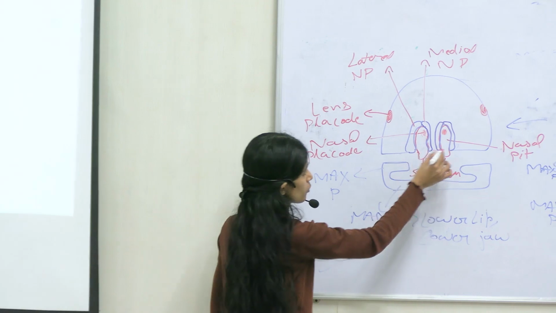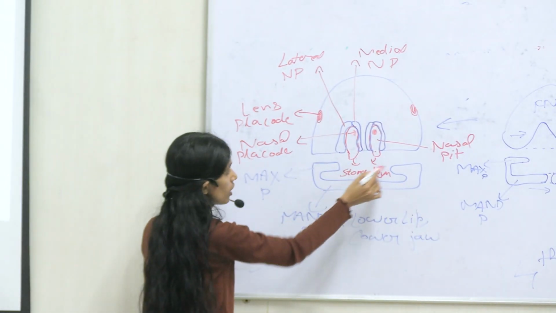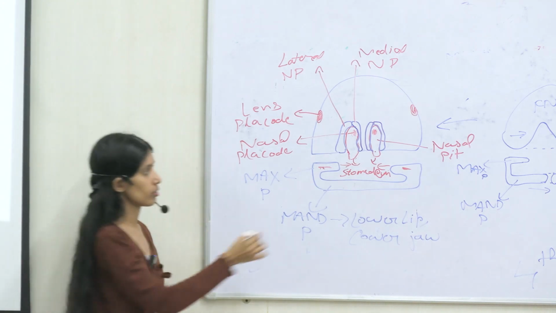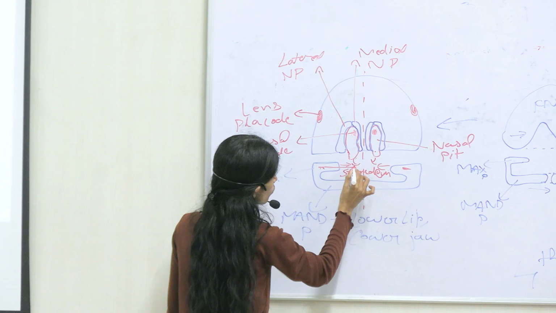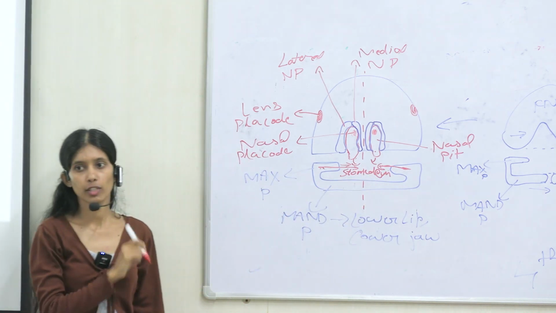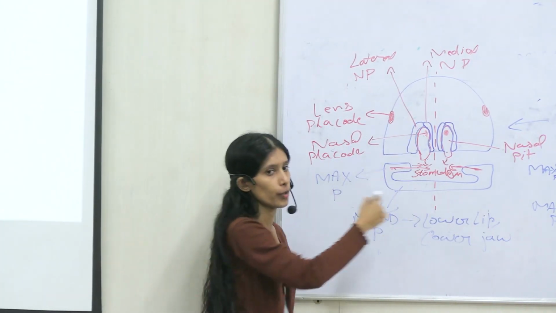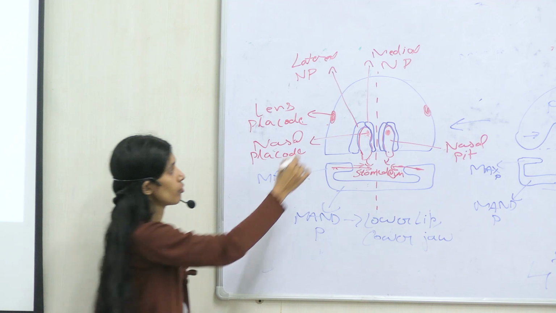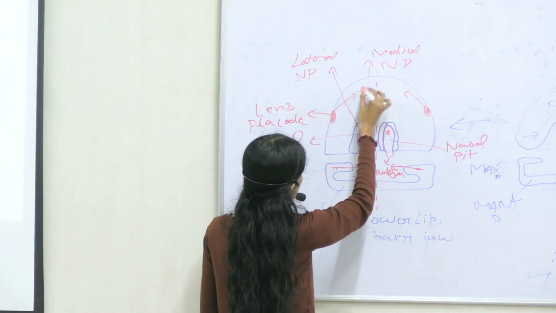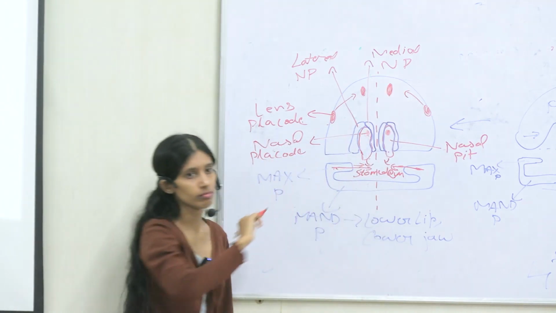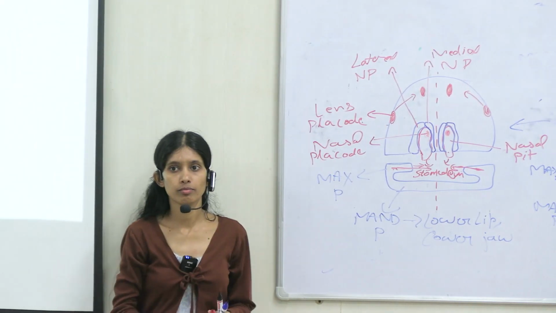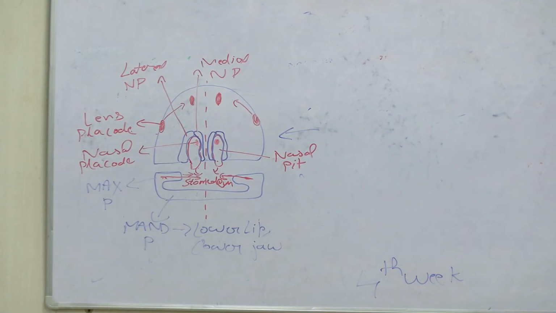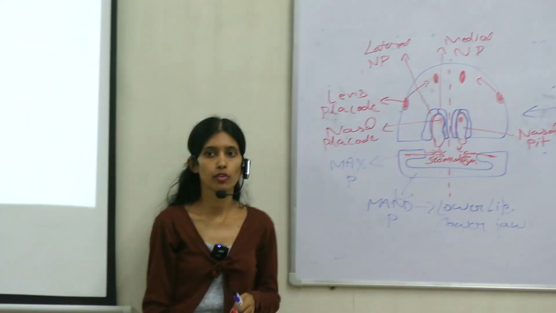So now your nasal pit will start moving towards the stomodeum region. At the same time, your maxillary process will also start moving towards the mid region like this. It will start moving towards this region and it will fuse with one another. All these structures are going to fuse with one another. When this event is taking place, your lens placode will go from lateral to medial sides. It will come here. Okay. Any doubts in this? Any doubts? Okay.